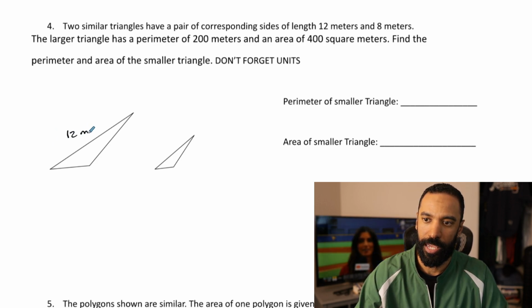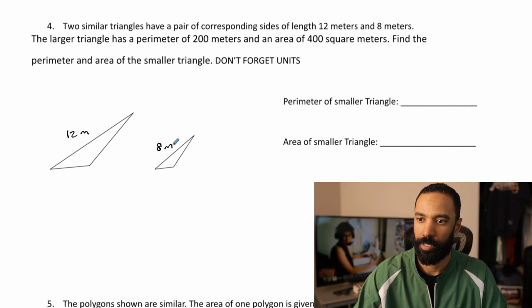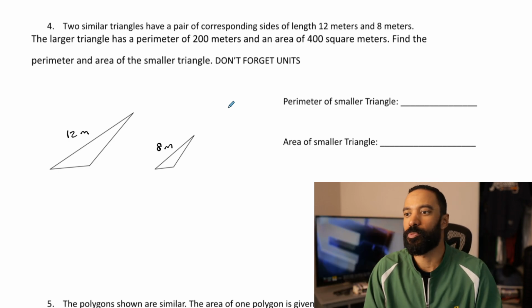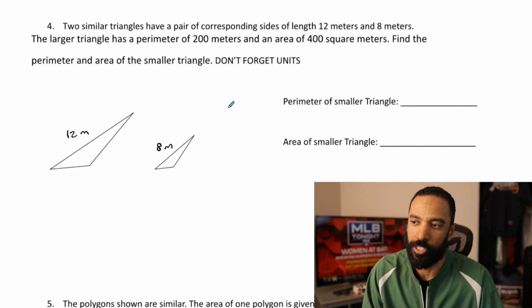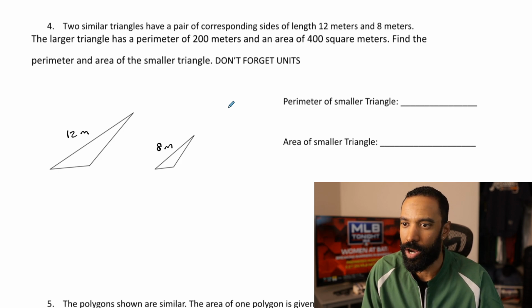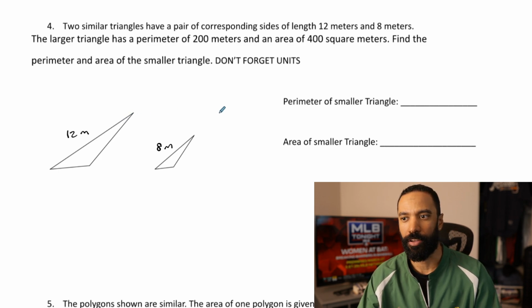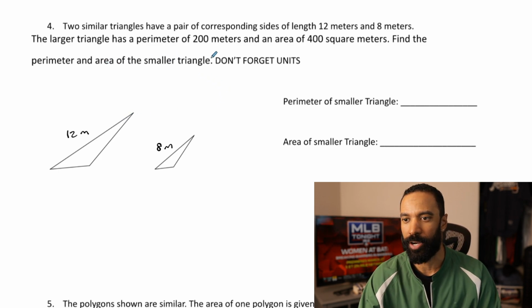12 meters, 8 meters. They did say triangles. Okay, those parts correspond. Two similar triangles have a pair of corresponding sides of length 12 and 8 meters. The larger triangle has a perimeter of 200 meters and an area of 400 square meters. Find the perimeter and area of the smaller triangle.